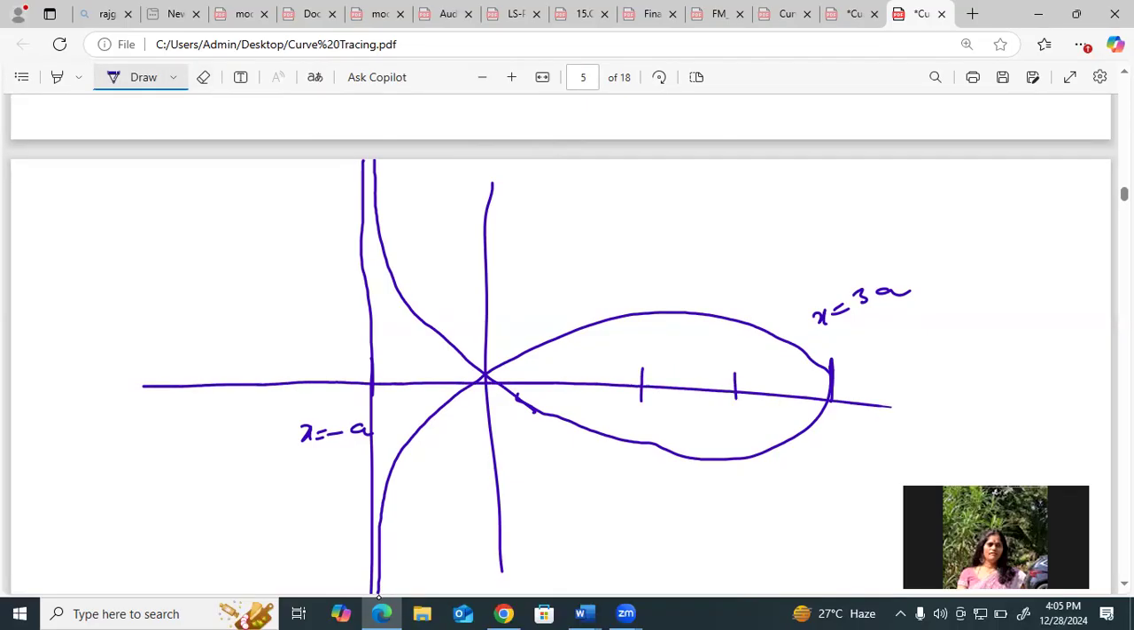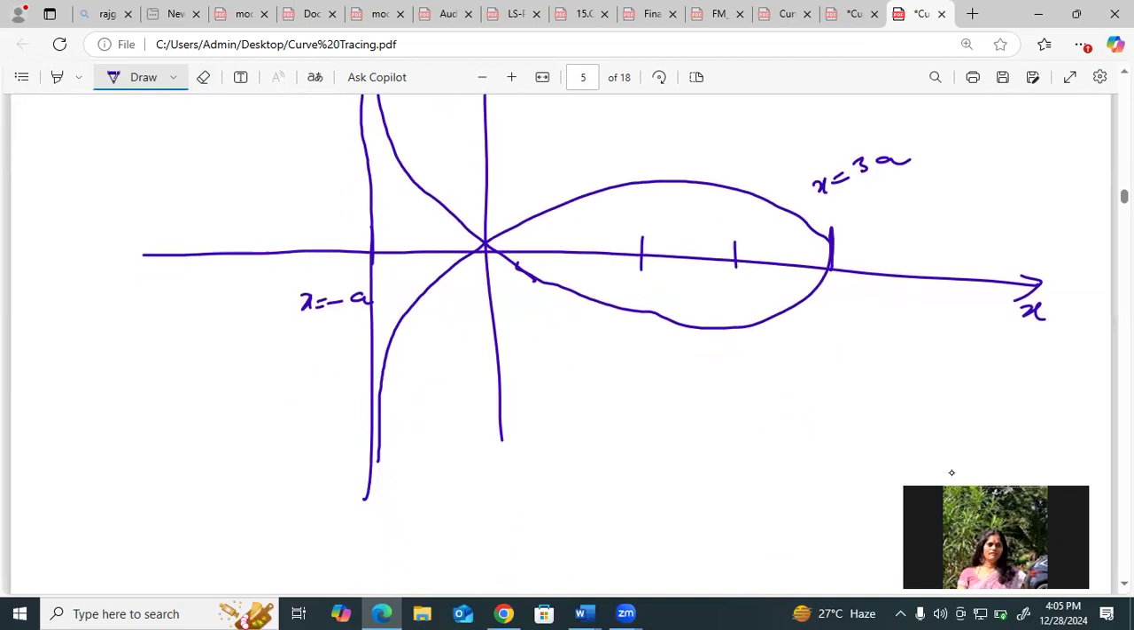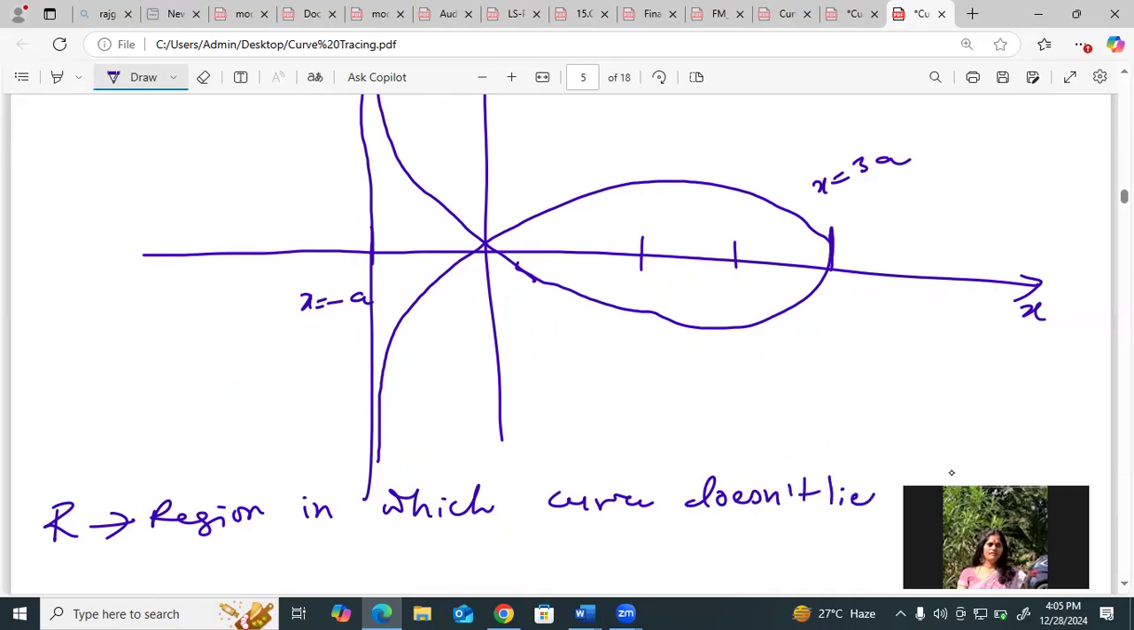In the next lecture, I will solve an example and show how, in one complete example, you decide the remaining things. I'll consider a different example and show you. Of course, there are other points like R. R is the region in which the curve doesn't lie. These are all secondary lines, just for cross-checking. Also, there's something called T, which is tangents.